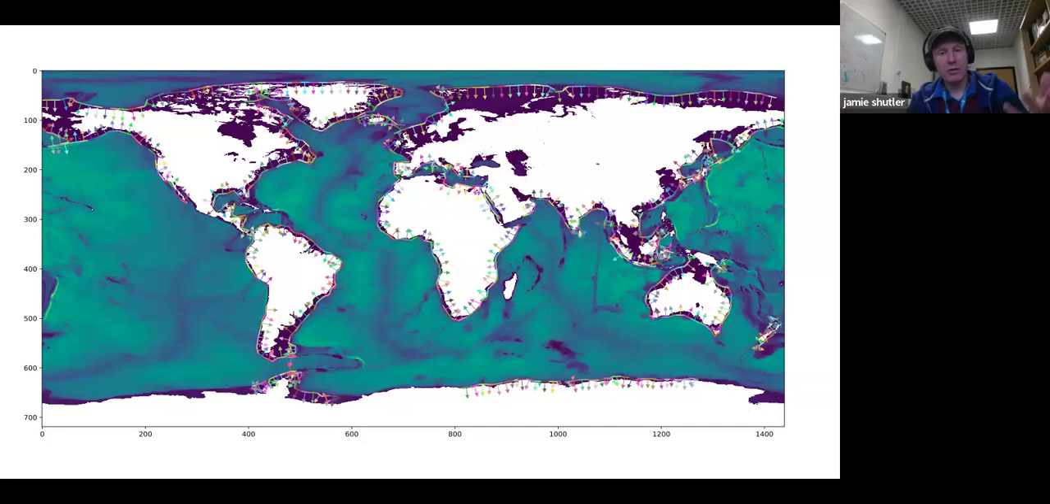And in fact, you can do that globally. So this is an image of the global data set we had for all of the normal vectors of all the shelf seas across the whole world. But we were focusing on just the ones that the Lario paper focused on.